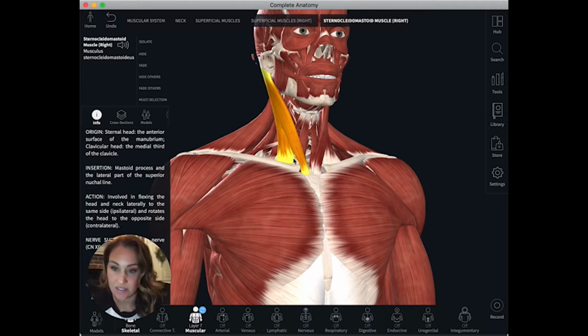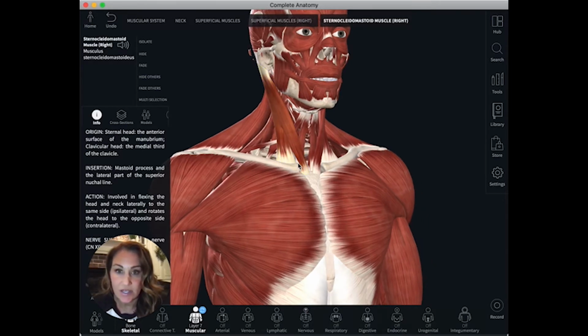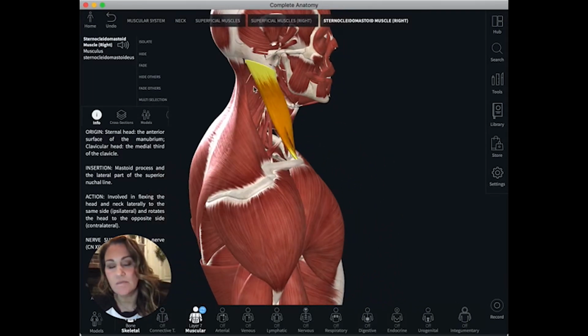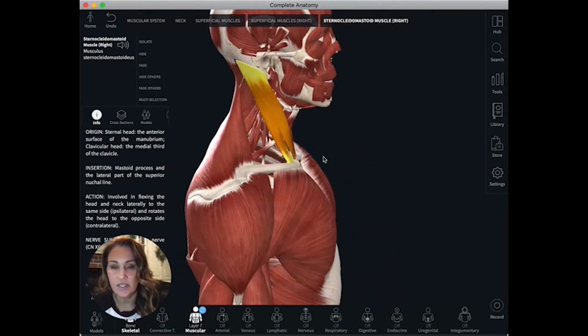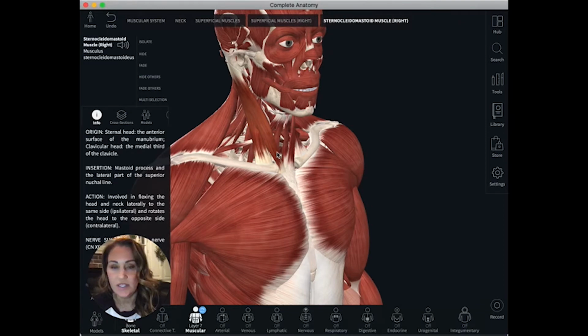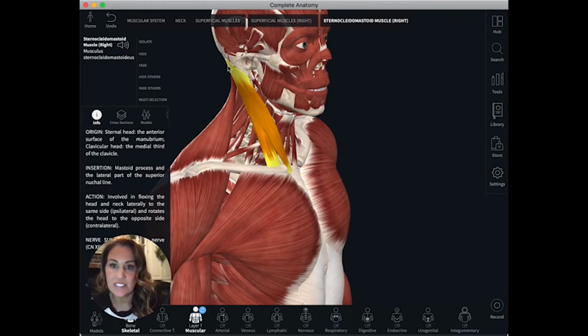And that is the sternocleidomastoid, and the name pretty much tells you all of its attachments. So we have origins on the sternal end of the clavicle, on the manubrium. You can see that there's almost two heads here. And our insertion is going to be on the mastoid process back here. So you see that this muscle runs at a diagonal across the neck.